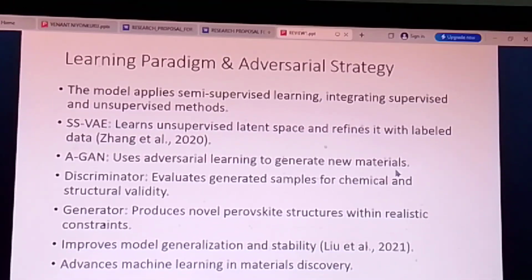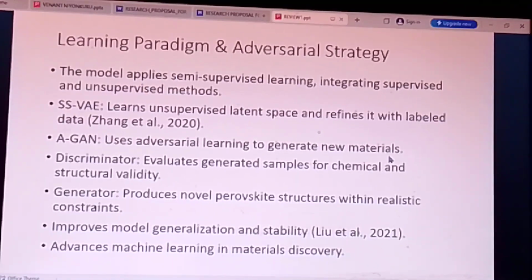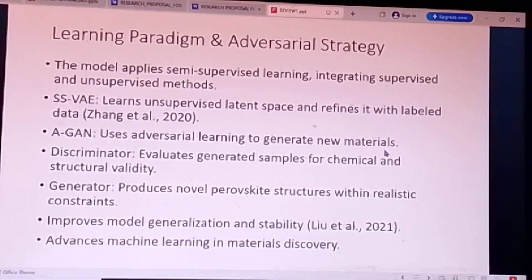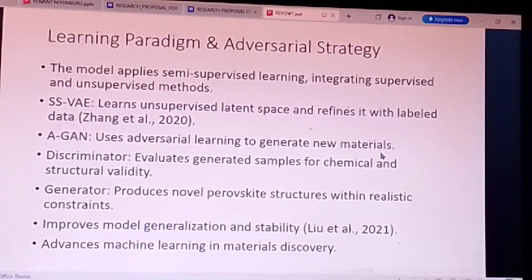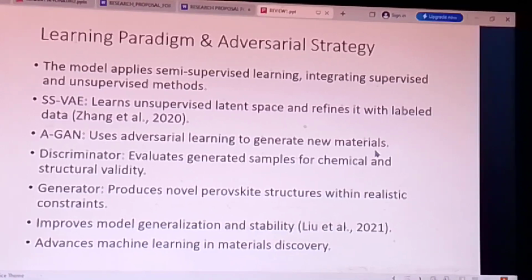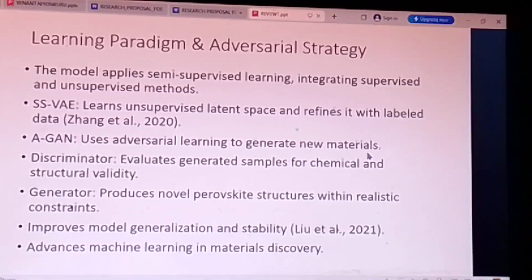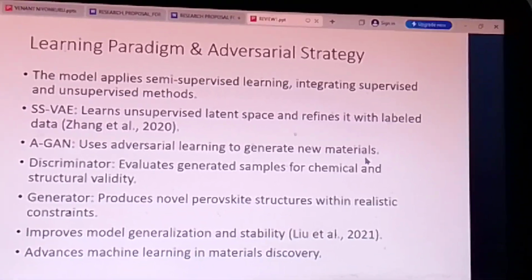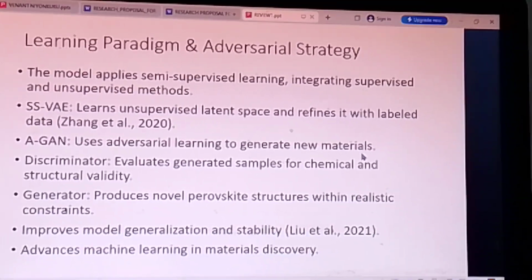The learning paradigms and adversarial strategy. The model applies semi-supervised learning, integrating supervised and unsupervised methods. The SSVAE learns an unsupervised latent space and refines it with labeled data. And the GAN uses adversarial learning to generate new materials.